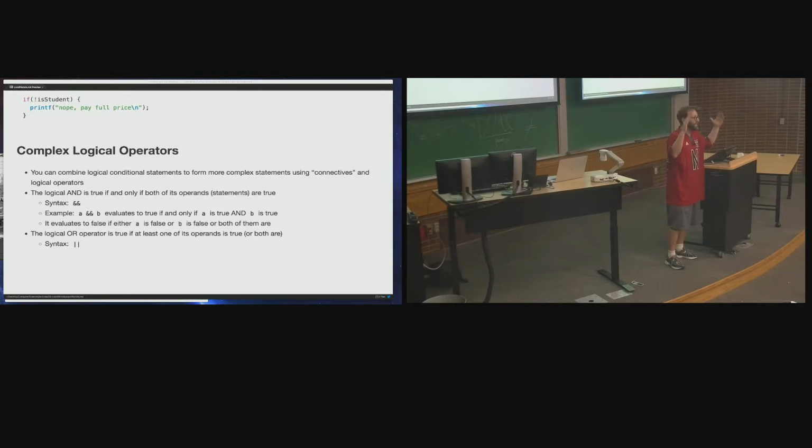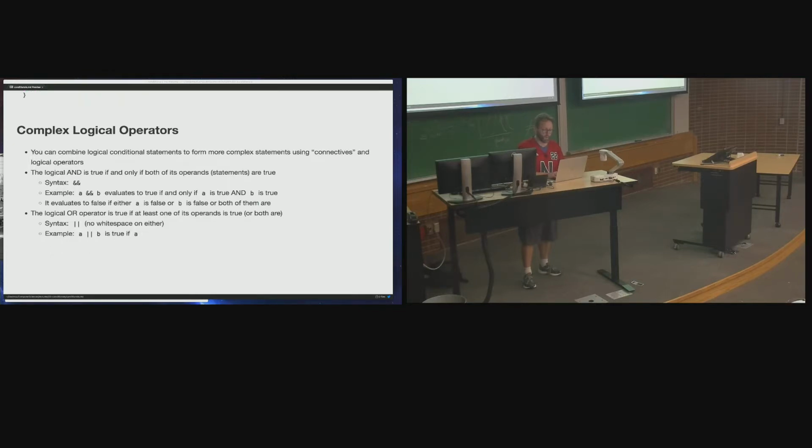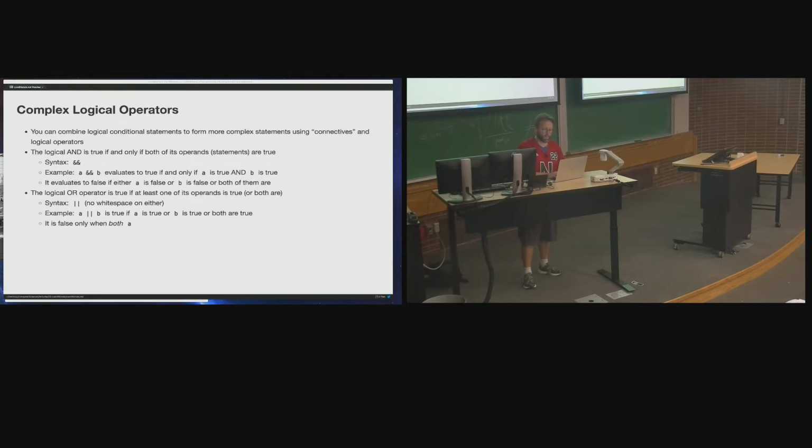What does this mean? And the compiler says, I don't understand. Compiler error. Yeah, no white space, so no white space on either side. Right. Example, again, A or B. That's how you should read this. Is true if A is true, or B is true, or both are true. Right? And it is false only when both A and B are false.